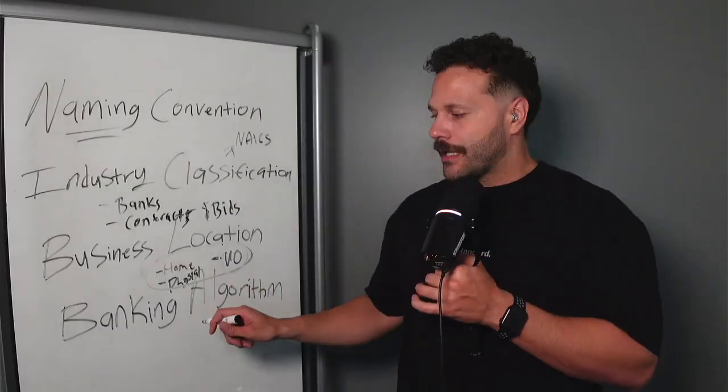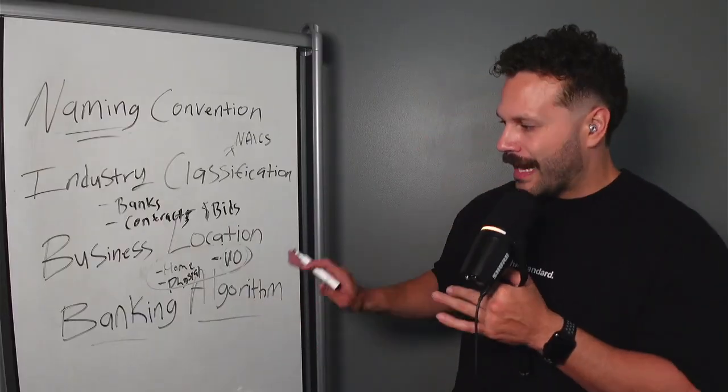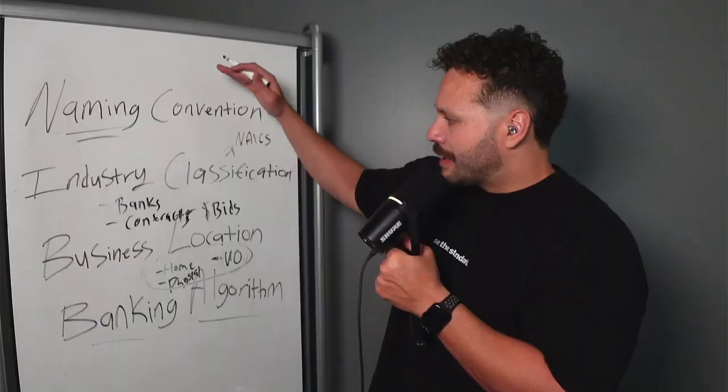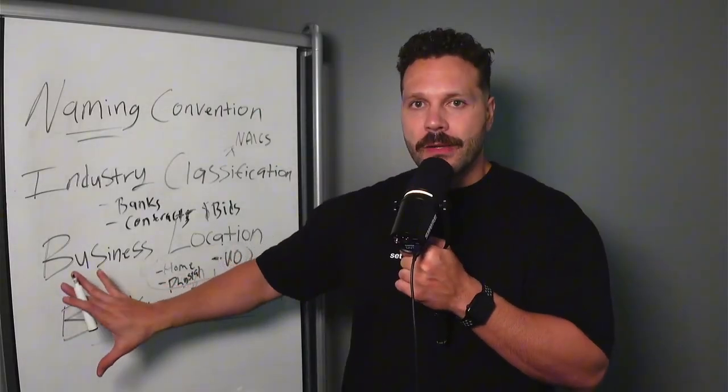And then lastly, we have the banking algorithm. And I left it for last because it's so good that if you dial everything else in, this could be the missing component keeping you from getting access to business credit.